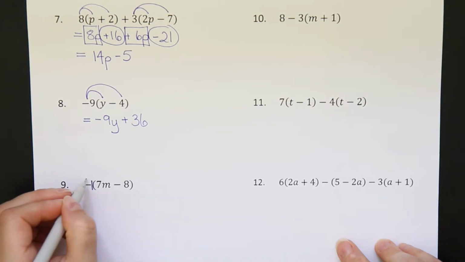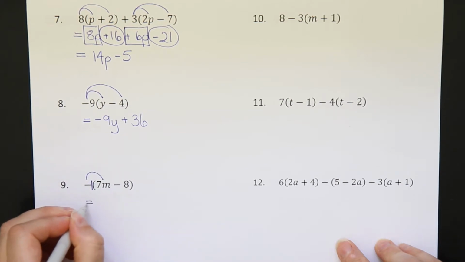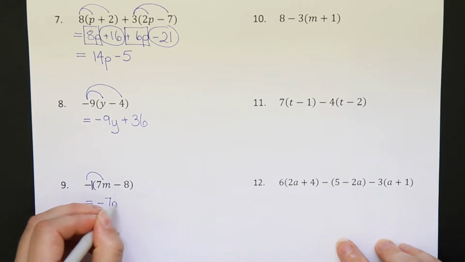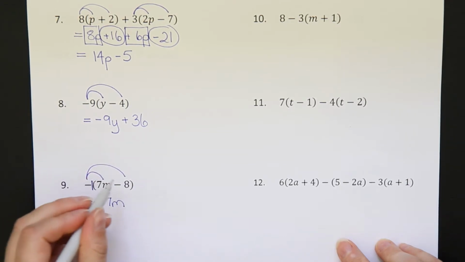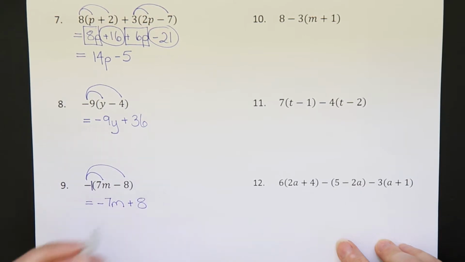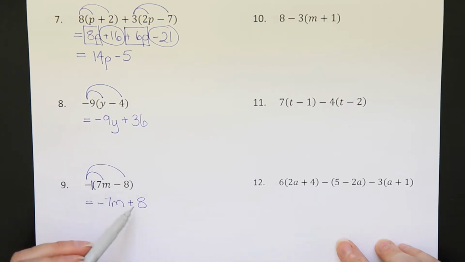So I want to expand the minus 1 in with the 7m. Minus 1 times 7m will make minus 7m. And minus 1 times minus 8, a minus and a minus will make a plus. 1 times 8 is 8. So what really happens if you have a minus at the front of a bracket, all it does when you expand it through the brackets is it changes the sign of each of the things in the bracket. So the 7m became a negative 7m. The minus 8 became a positive 8.